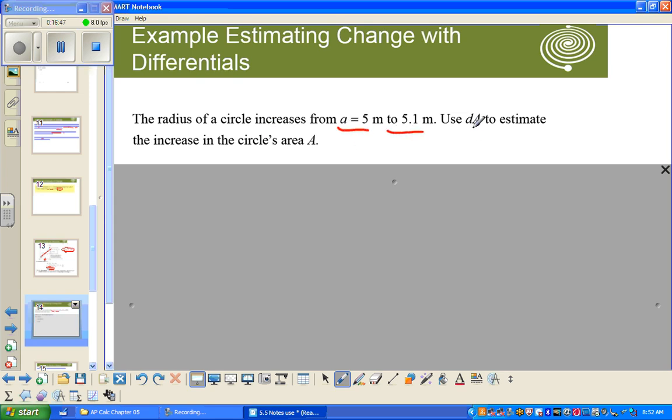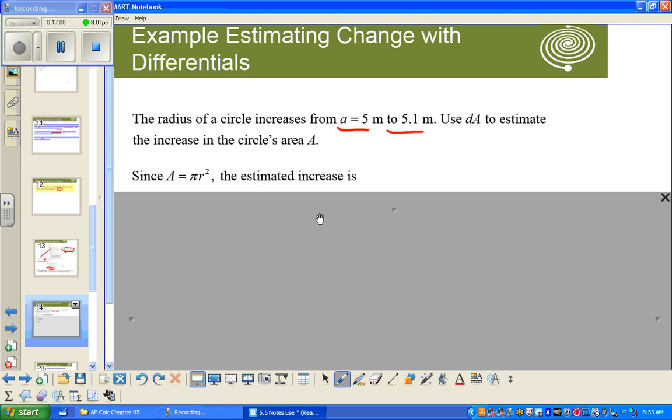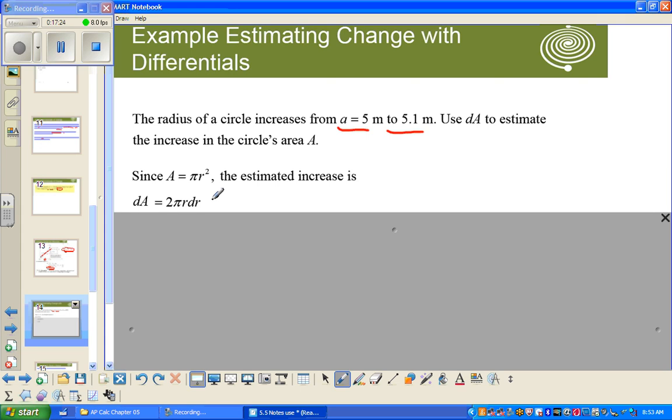We're going to use the differential of A to estimate the increase in the circle's area. So when the radius increases from 5 to 5.1, we'll use that differential to estimate the increase in the circle's area. The area of a circle is pi r squared. To find the estimated increase, we find its differential. So dA equals 2 pi r dr. Normally we'd say dx, but the variable is r, so we say dr.